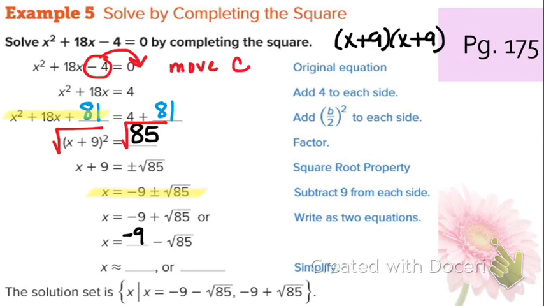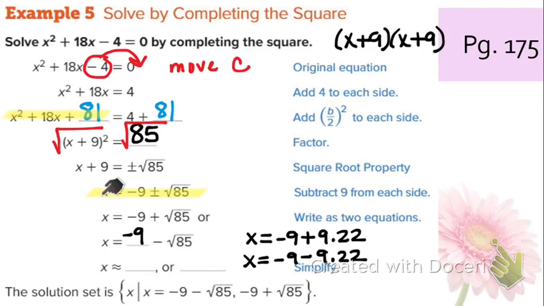Okay, if you were to write that as a decimal, what's the square root of 85? I know it's 9 point something. 9, okay, so 9.22. In your calculator, x equals -9 plus 9 point, what did you say again, Deshaun? 9.219. So we'll say 9.22. Go ahead and add -9 plus 9.22. And do the same thing and take -9 minus 9.22. That's how you would get your 2 answers in decimal form.